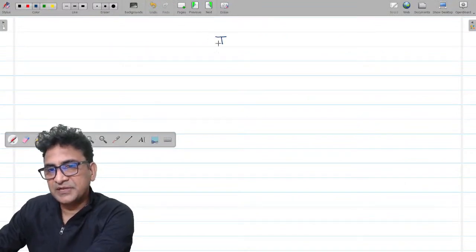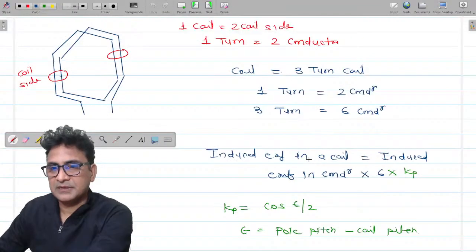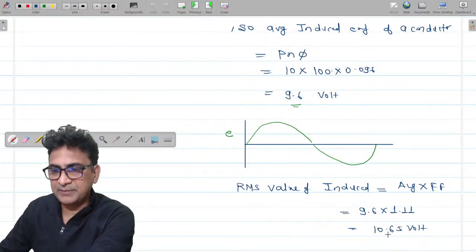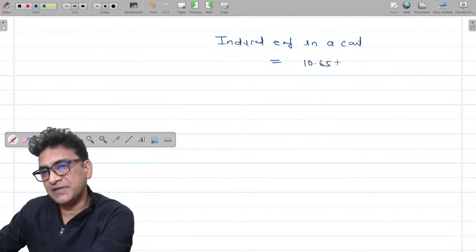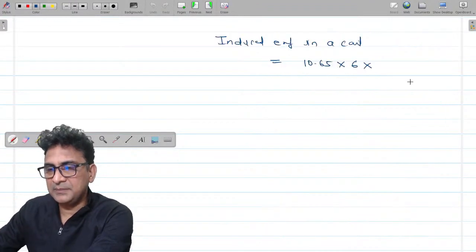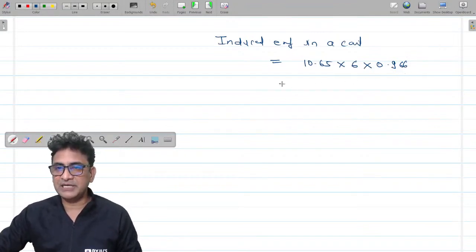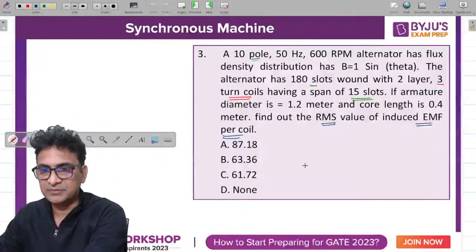So induced EMF in a coil. We just found the induced EMF in a conductor was 10.65. That is the RMS value. So already we are getting the RMS value 10.65. Total number of conductor was 6 in a coil, and the Kp is 0.966. Do not forget to multiply it by the pitch factor. If you calculate, you will get 61 point something, 61.72.